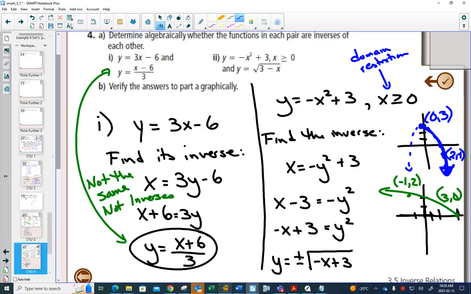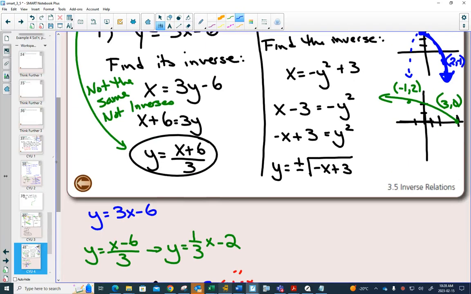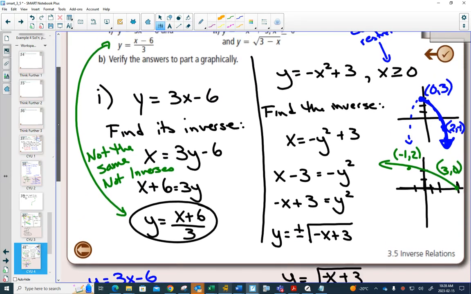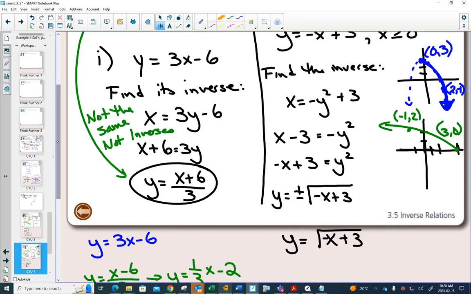So based on my graph, I would have y equals negative x plus 3. Does that match up with what they have? They have 3 minus x. I have negative x plus 3. This is the same. So we can say, yes, they are inverses.